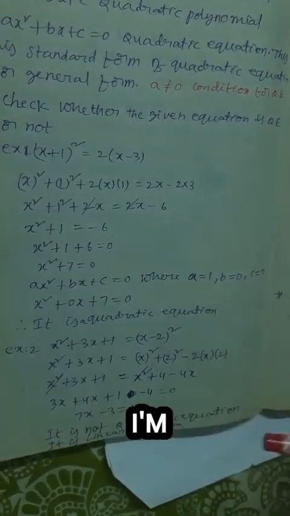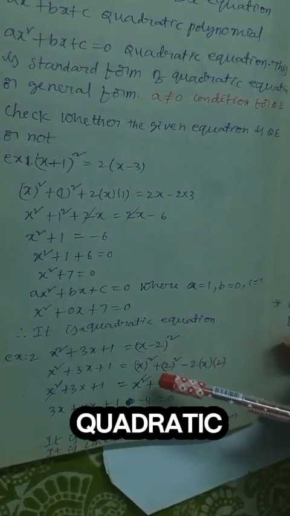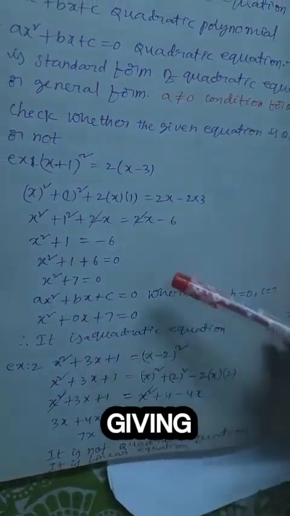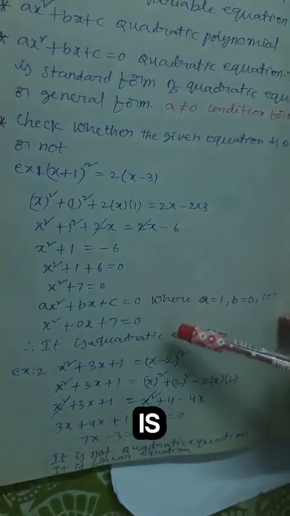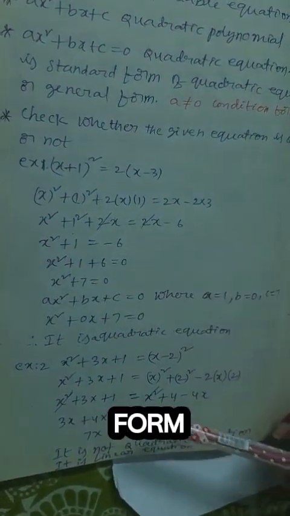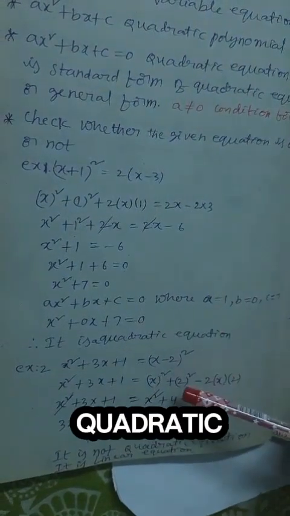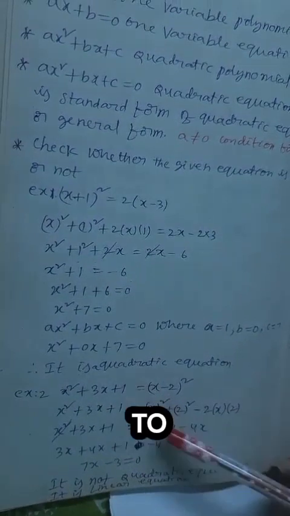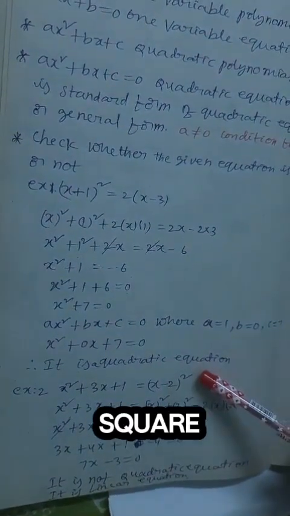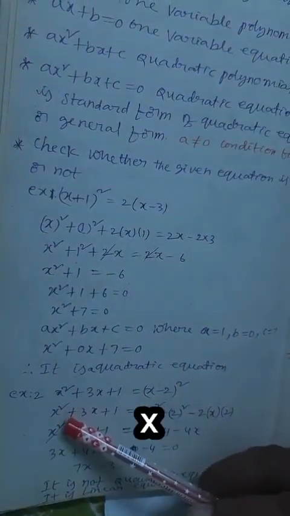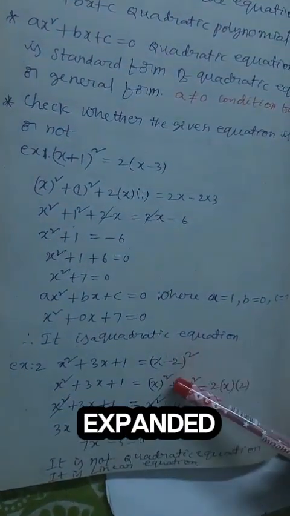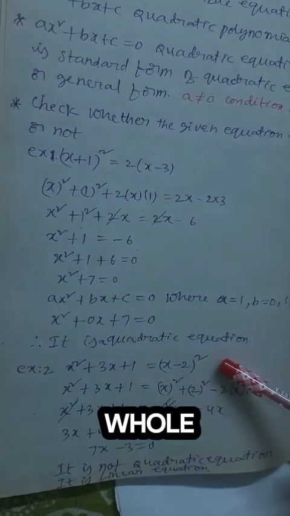Another example I am giving, which is not a quadratic equation. Example 2. Previously what we discussed was the quadratic equation standard form, but here I am giving one that is not a quadratic equation. x square plus 3x plus 1 is equal to x minus 2 whole square. Suppose x square plus 3x plus 1, I wrote as it is. Now expand it using the form a minus b whole square.